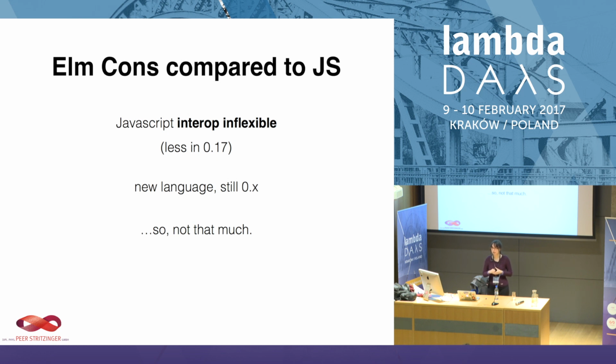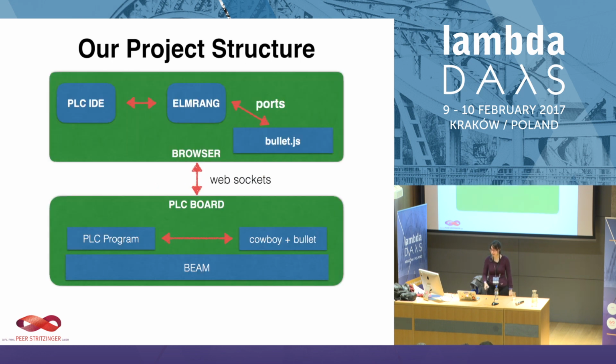For example, JavaScript interoperability is not very flexible. If you need to wrap some big JavaScript library like D3, that's going to be fairly painful. And also, it's a new language. It's still 0.x, so you might want to be aware of that. But all in all, there wasn't that much, so we went ahead with it.